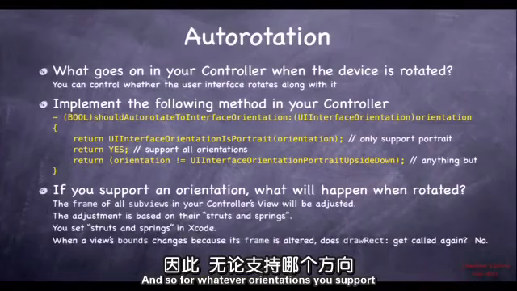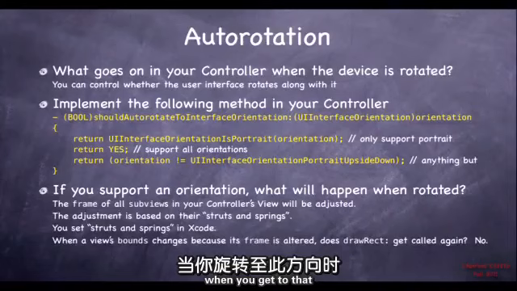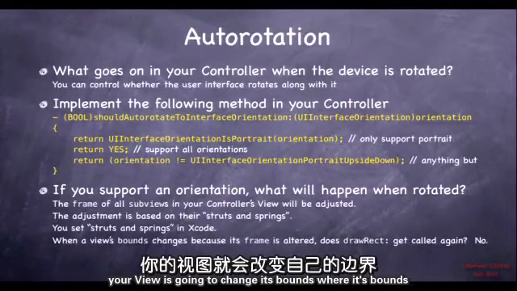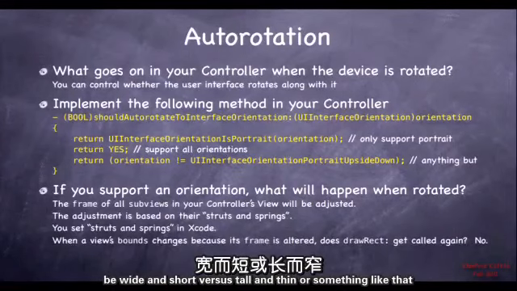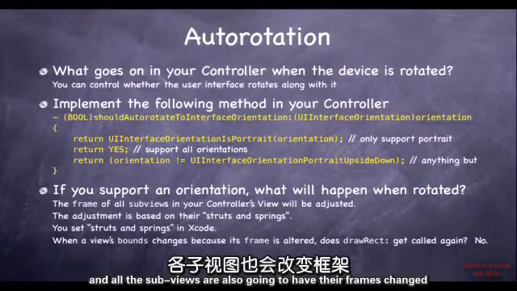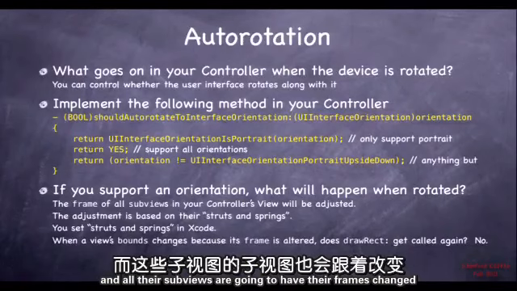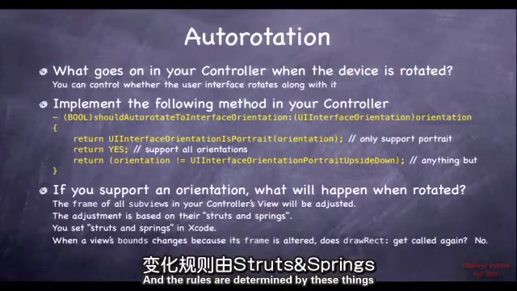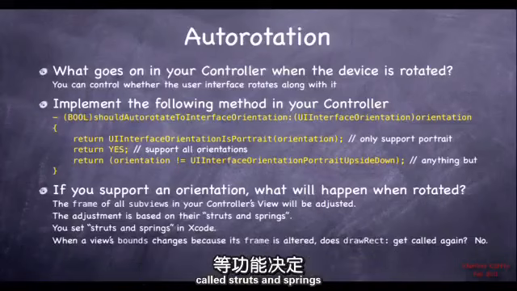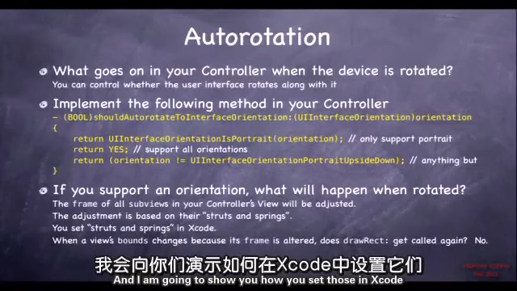And so for whatever orientations you support, when you get to that orientation, your view is going to change its bounds, right? Bounds are going to be changed to be wide and short versus tall and thin or something like that. And all the subviews are also going to have their frames changed, and all their subviews are going to have their frames changed. Now, the question is, what are the rules for all these changes? And the rules are determined by these things called struts and springs. And I'm going to show you how you set those in Xcode.